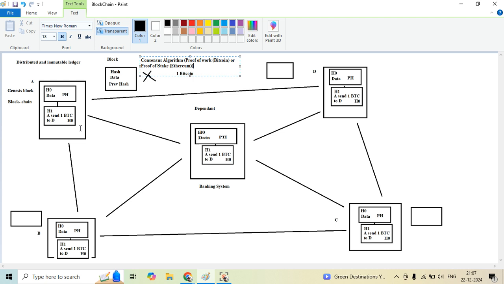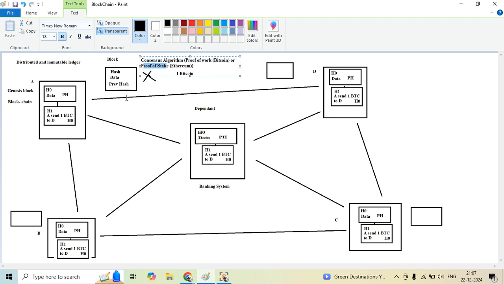And to add another block, you use a consensus algorithm, which is based upon proof of work and proof of stake. Proof of work is used by Bitcoin, proof of stake is used by Ethereum, and these algorithms are handled by the nodes themselves. Proof of work requires some processing power. Proof of stake also requires some processing power. But the main basis of blockchain is that it is not dependent on one centralized authority.